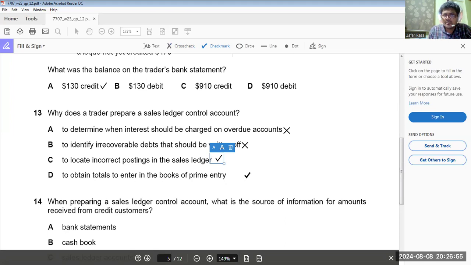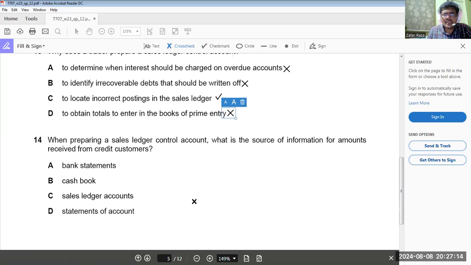Okay. Getting my point? We prepare prime books. We don't take data from control accounts to prime books. We take data from prime books to control accounts. So D option could not be the answer.